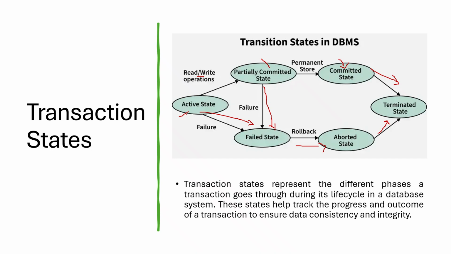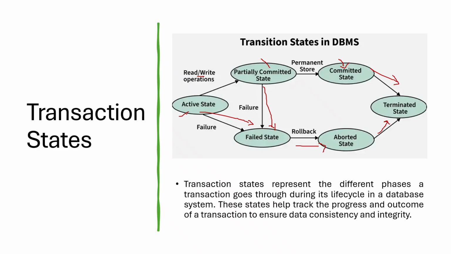So you understood what these states are. The active state is the initial state, and it is stored in the buffer. Next is the partially committed state, which is the final statement, but still it is in the buffer. In the committed state, after successful completion of this final statement, the value is stored from the buffer to the disk. So it is committed. After completing all this, it can terminate.